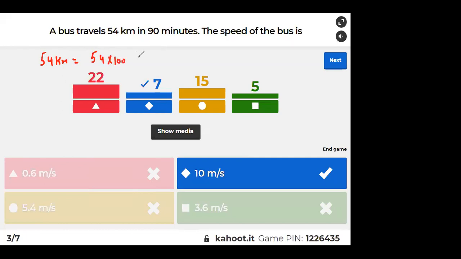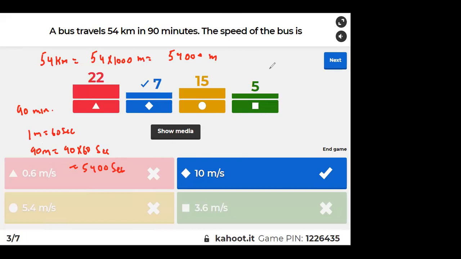Yes or no? Which is 54000 meter and 90 minutes. Right, in seconds it will be what? 1 minute is equal to 60 seconds. So 90 minutes is equal to 90 into 60 seconds. So it is 5400 seconds. Yes or no?